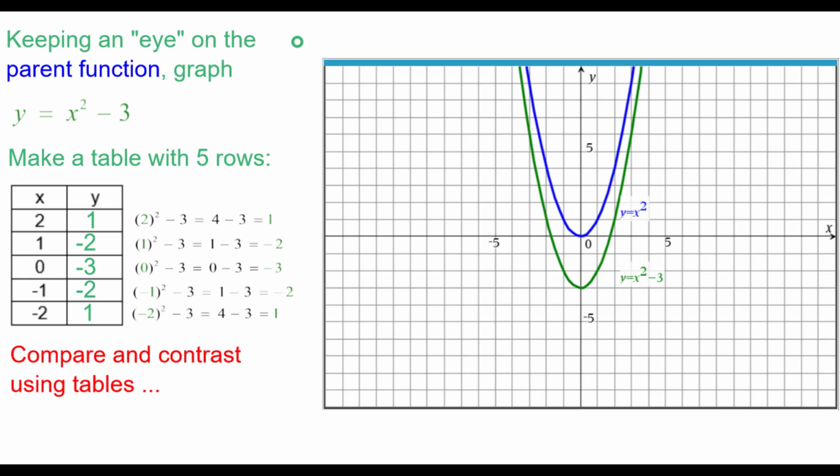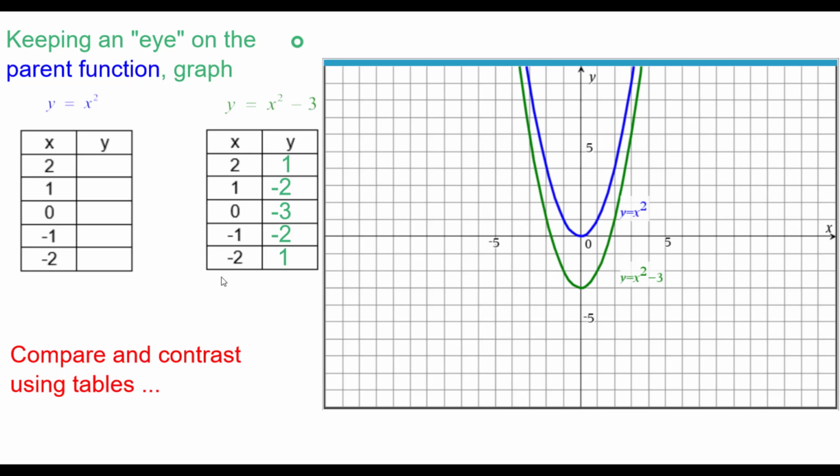I'd also like you to compare and contrast using tables. So I'm going to move this table over to the right, and we're going to look at the y equals x squared table here in blue. So those are the values for the normal parabola. This is the one for the one we just graphed. So I'd like you to compare and contrast using tables. Press pause when you're finished.